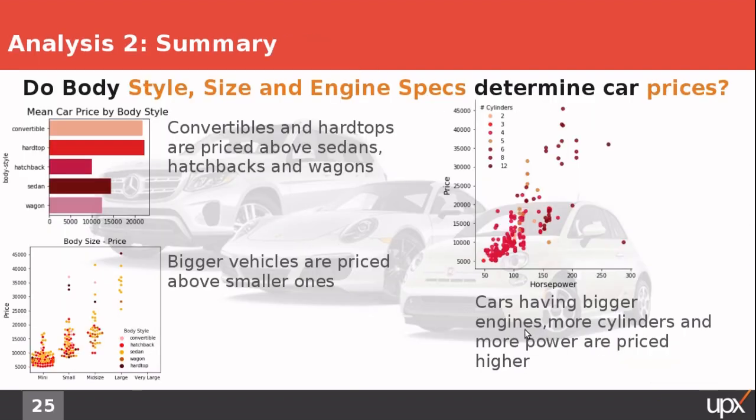So summary of the analysis, do body style, size and engine specs determine car prices? Yes, we can see that convertibles and hardtops are priced way above sedans and hatchbacks and wagons. As the size of the vehicle goes up, or bigger vehicles, they are priced above smaller vehicles. We also saw that the horsepower and the number of cylinders, they have strong positive correlation with the price. So you can see that the dots go up and then there's a strong positive correlation here. So with that, we conclude this analysis.